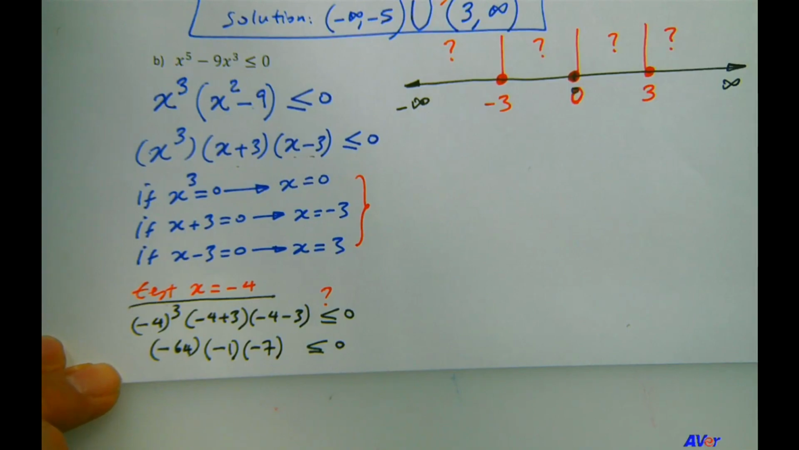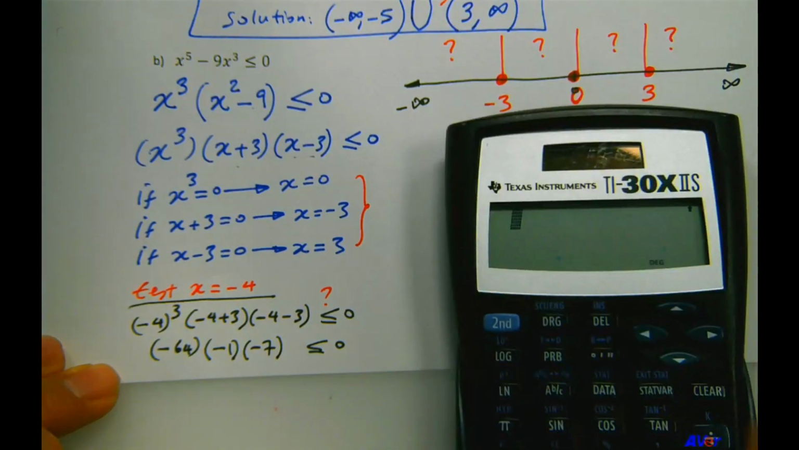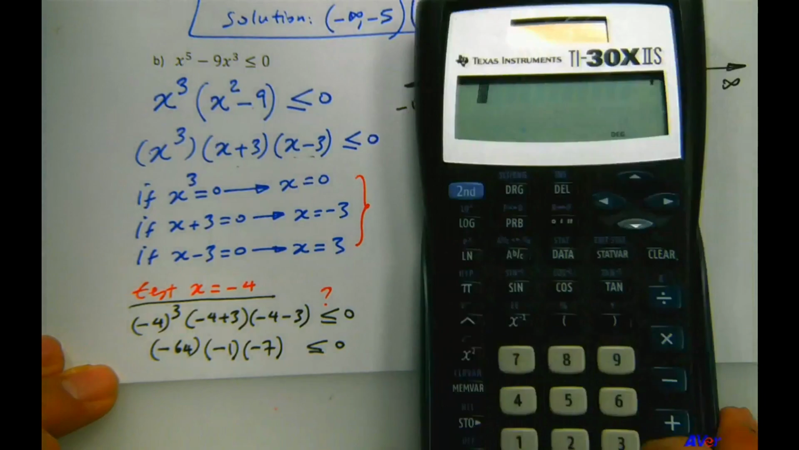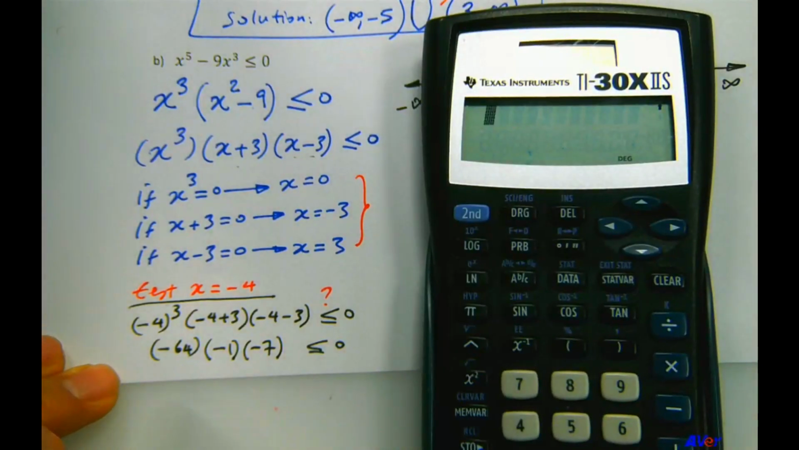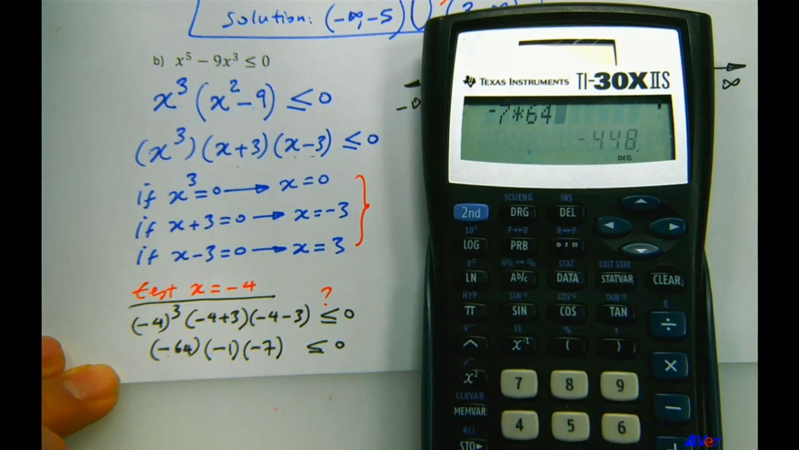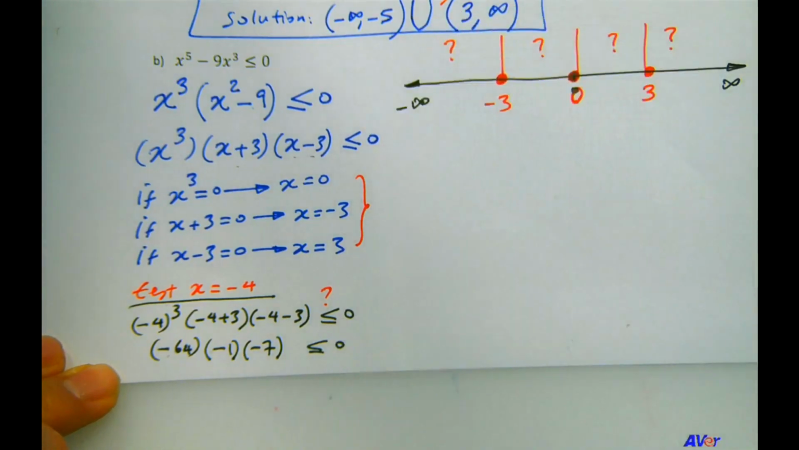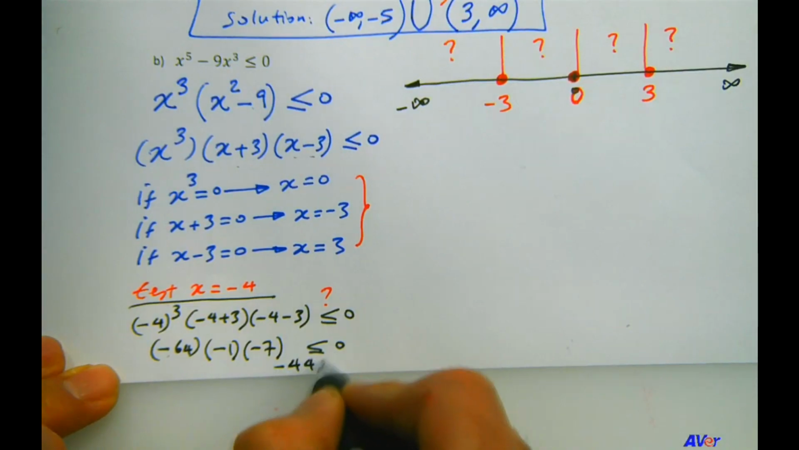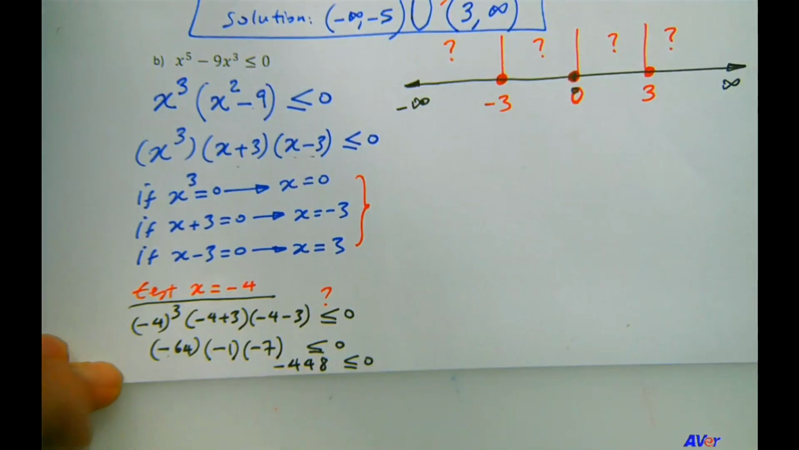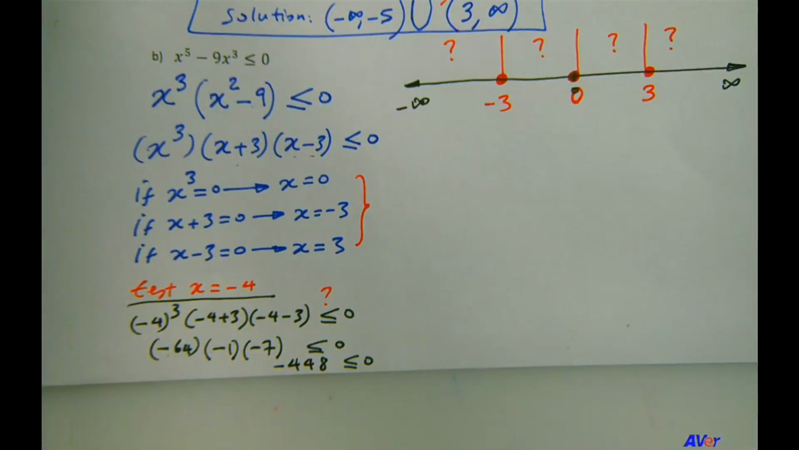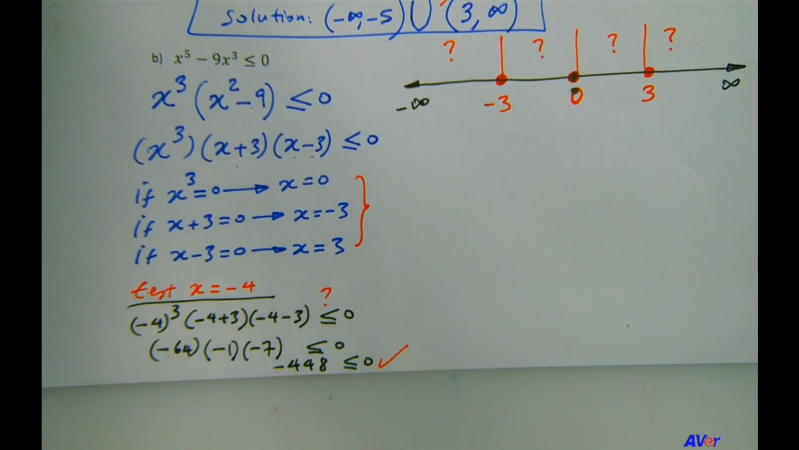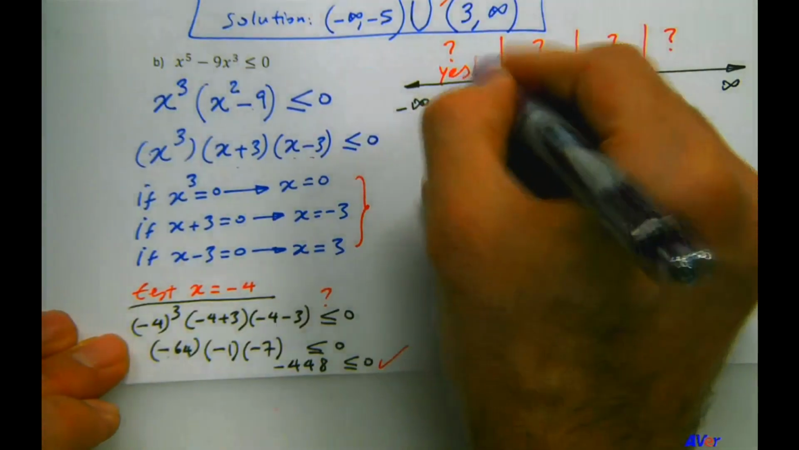So what do we have? Let me get my calculator here. So negative times negative times negative, it's all negative. Negative 7 times 64, negative 448, right? So negative 448, is it less than or equal to 0? Absolutely. It's a negative number, right? So it must be less than 0. So this region, yes, it checks out.